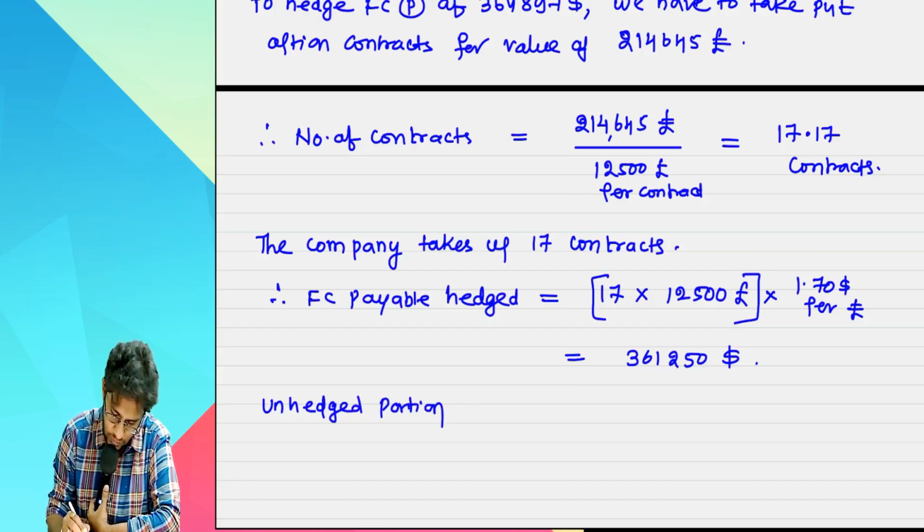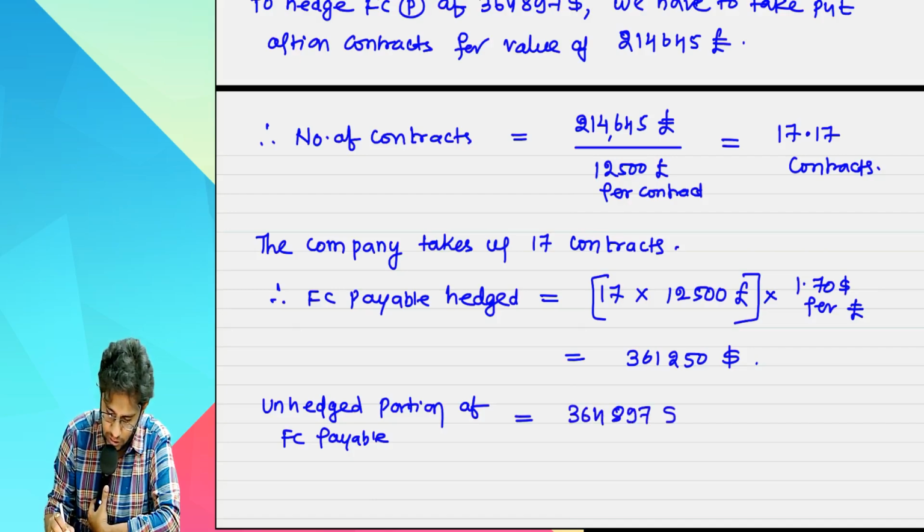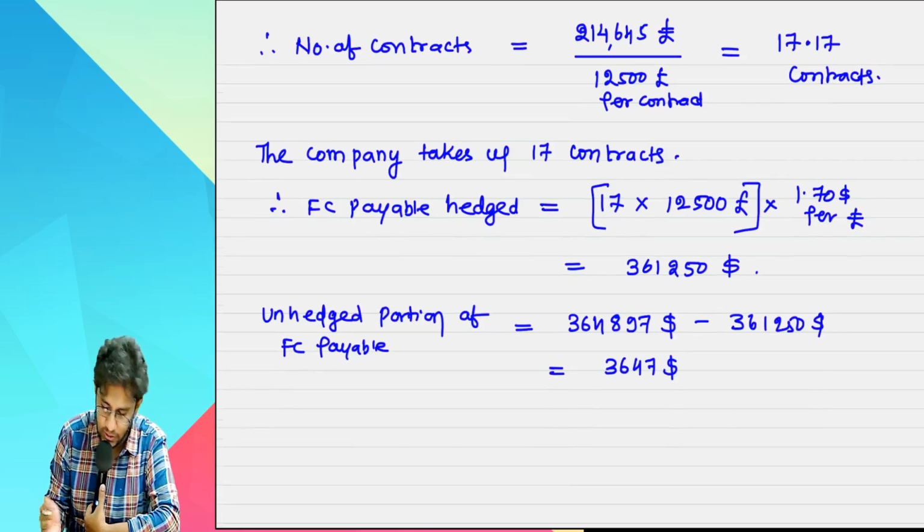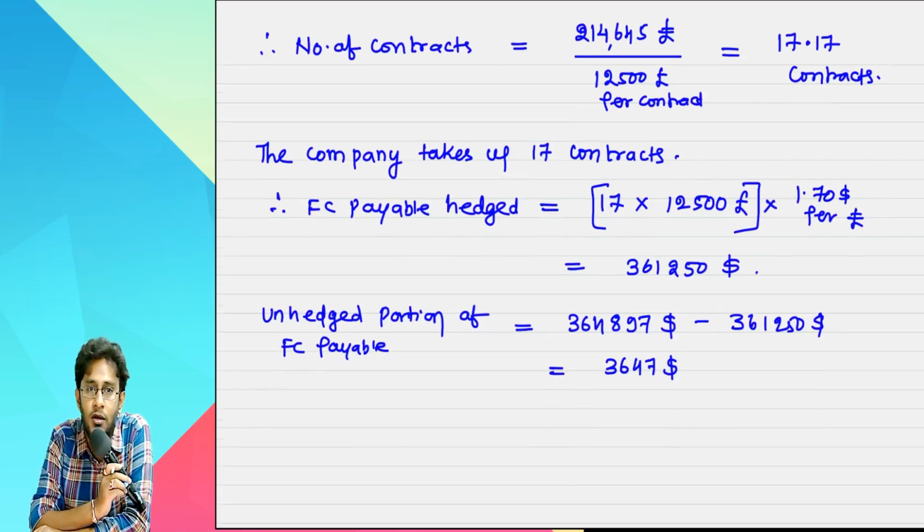Unhedged portion of FC payable is equal to $364,897 minus $361,250, which is $3,647. What to do with this? The $361,250 I don't have a problem with, that is hedged, so we know how to handle that on maturity. But the $3,647, what should I do? Sir, the company will take the risk and assume it. Sir, you can't do that.